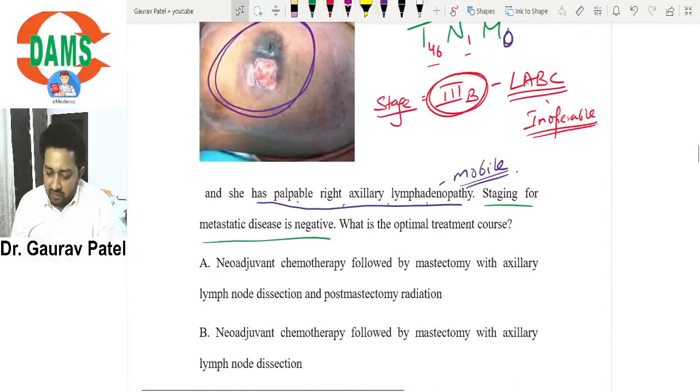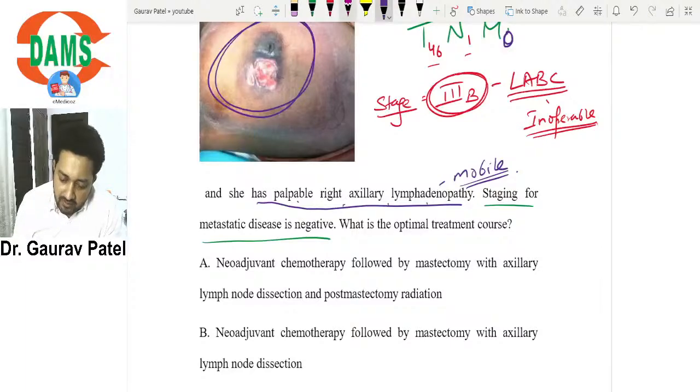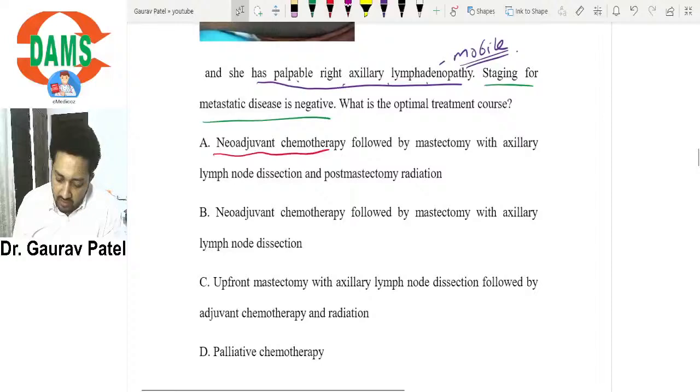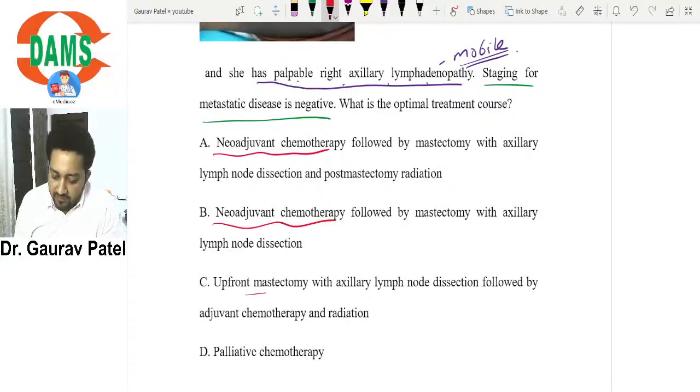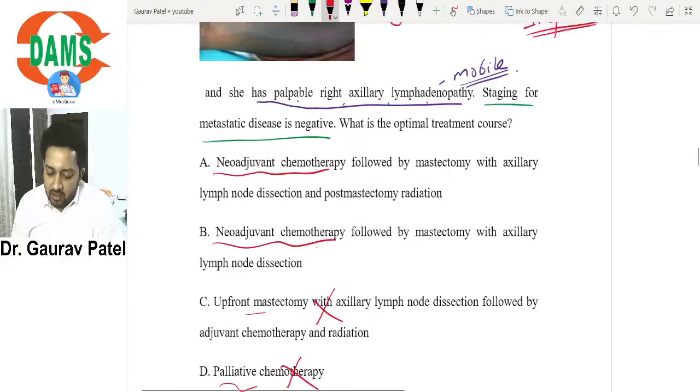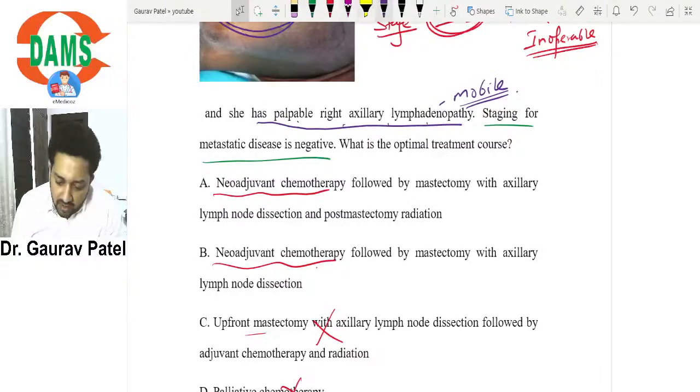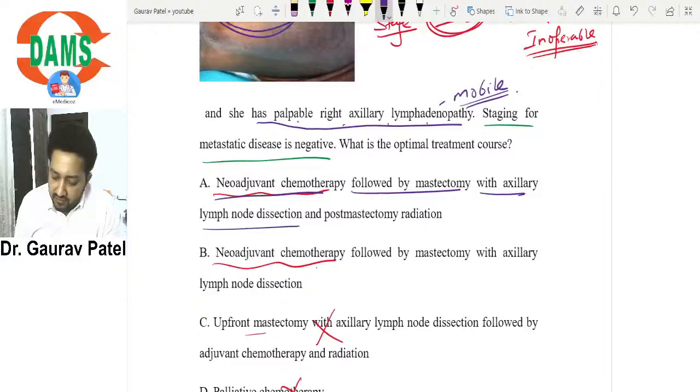So in this case, what will we do? If it is currently inoperable, you go for neoadjuvant chemotherapy. Okay, so there are two options. Upfront mastectomy means without neoadjuvant chemotherapy you are going for mastectomy. No, first you have to give neoadjuvant chemotherapy. No need of palliation. The patient does not have any distant metastasis. So out of these two, our answer should be neoadjuvant chemotherapy followed by mastectomy with axillary lymph node dissection and post-mastectomy radiation. Another is without radiation.